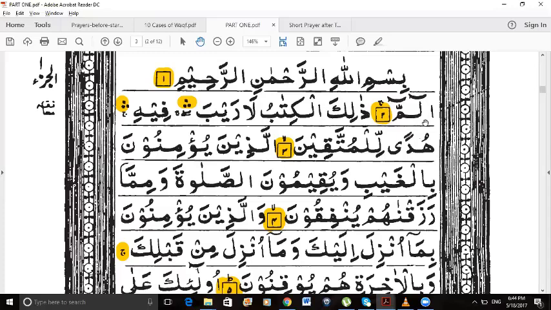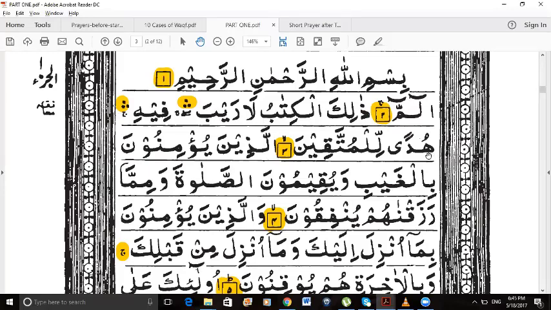But keep practicing, okay? Over here, the la, you did not say that for 2 seconds, okay? This lam has a fatha which is followed by an alif. So you have to say this for 2 seconds. Dhalikal kitabu la rayba fih. Excellent. You did that really, really well. You stopped over here and you made the correct sound of fi, and you didn't say fihi, which was really, really good. Okay? So well done.